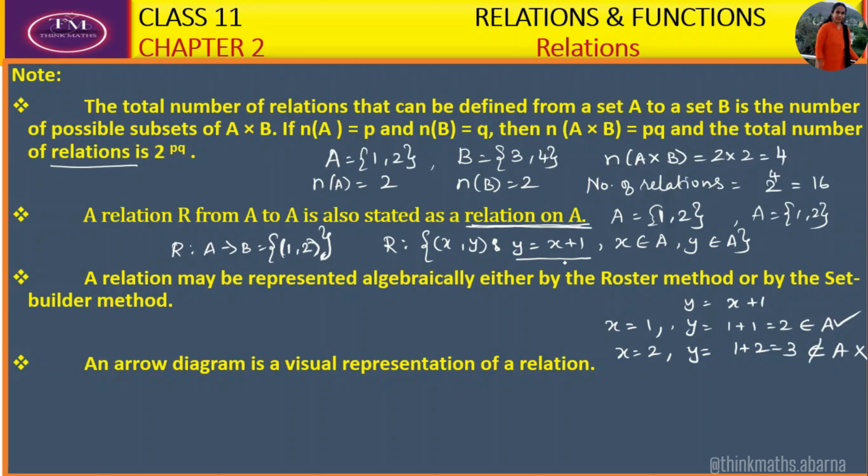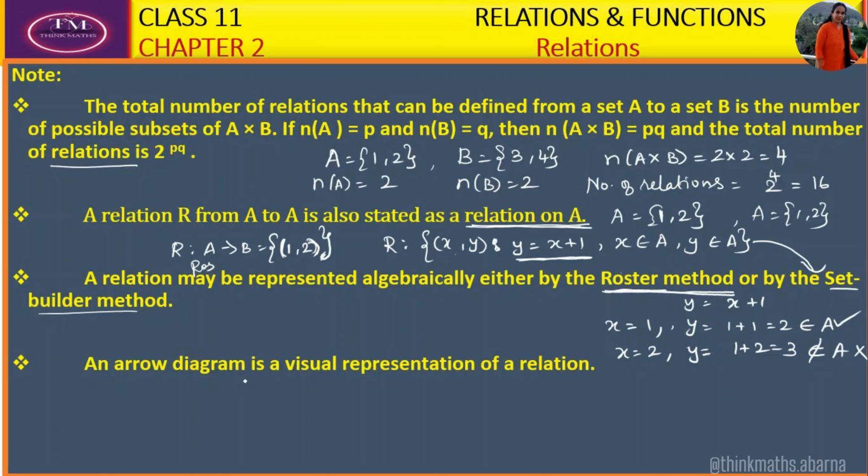Okay, understood? Next point, a relation may be represented algebraically, either by the roster method or the set builder method. So algebraically, that is, in mathematical form, we can express them in roster method or set builder method. In the roster method, we write all the ordered pairs. And this is called the set builder method, which shows the relation in variables. So this is the set builder method and the roster method is this one.